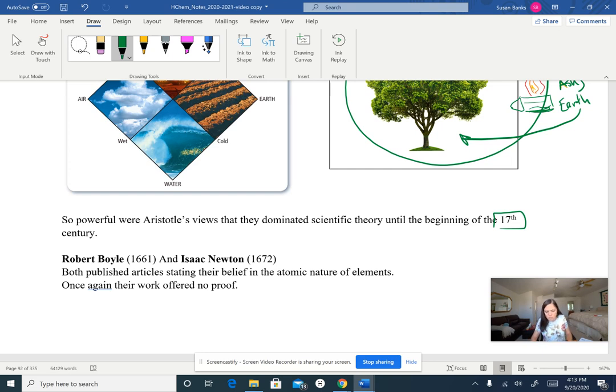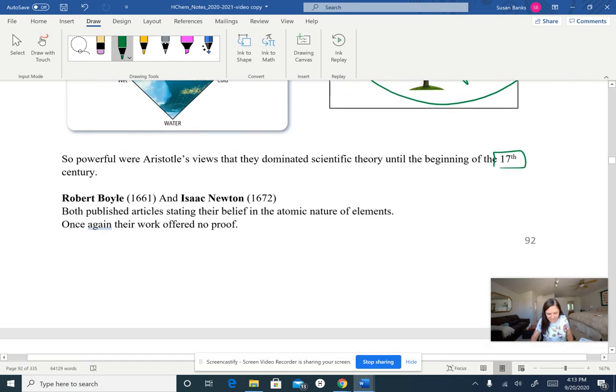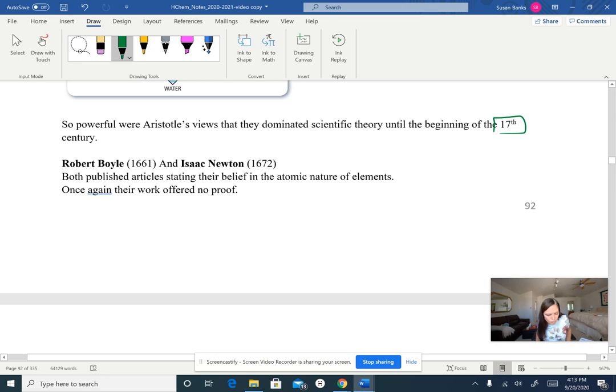Okay, so we have our next guys. We have Sir Robert Boyle and Sir Isaac Newton. Now, both of them were at Cambridge, and they both published articles stating their belief in the atomic nature of elements. Now we're starting to hear atoms again, and they're bringing up Democritus's ideas again.